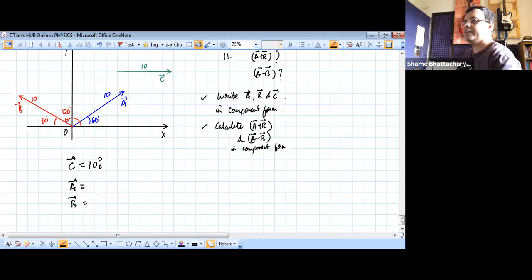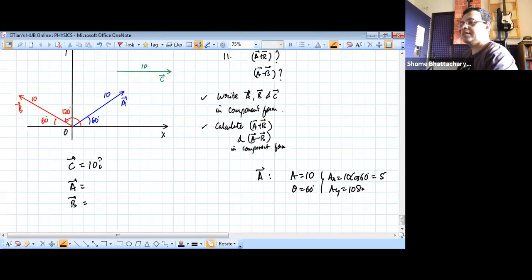Okay. So कैसे होगा देखो, for the vector A, magnitude is 10 and the angle with the x-axis is 60 degrees. So what is the x component? 10 cos 60. So that is 5. And what is the y component? 10 sin 60. So that is 5 root 3. So vector A क्या होना चाहिए? 5 i cap plus 5 root 3 j cap.